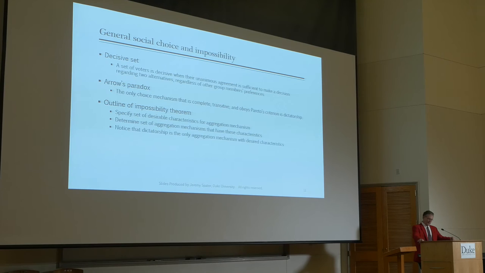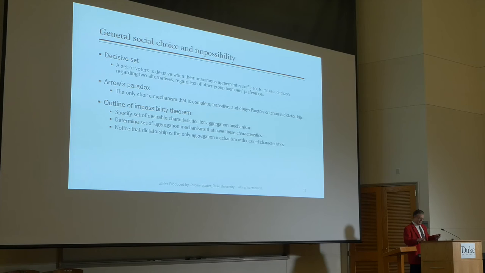Well, a decisive set, and I've used this a couple of times, is a set of voters who are decisive, that is, they can choose when all of them agree on a decision, regardless of the other group's members' preferences. So suppose there's three of us. If we use majority rule, the decisive set is two. Any two of us is a decisive set. So the two of us could like A better than B, and it doesn't matter if the third person does or not. The third person might like A better than B also, or might not. It doesn't matter because any two of us are decisive.